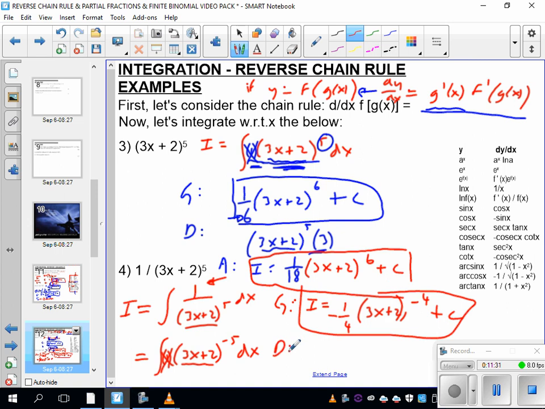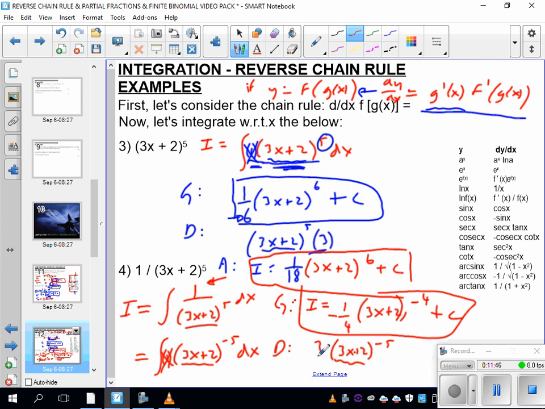And then we differentiate to check. So the minus 4 would come down. That does cancel the minus 1 over 4. Brilliant. That would be 3x plus 2 to the minus 5. That's what we want. But then when we differentiate the inside, the 3 would pop out.